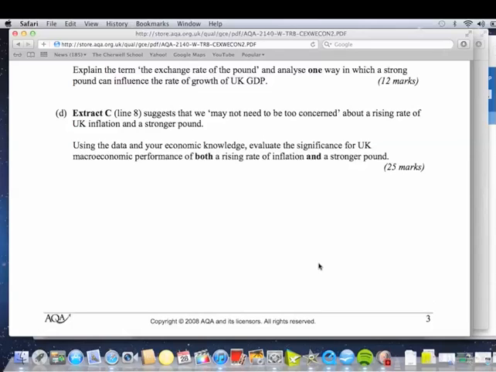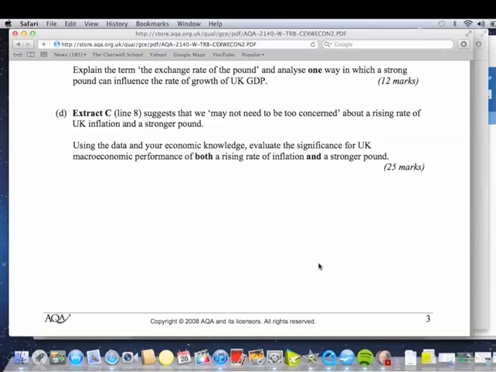So right from the start, this might throw you in an exam. But these exam questions were written a while ago, at least a year ago. And certainly it's been the case that we've had a weaker pound for a number of years now. But you might be prepared to think, well, I could get into questioning the data from the start.